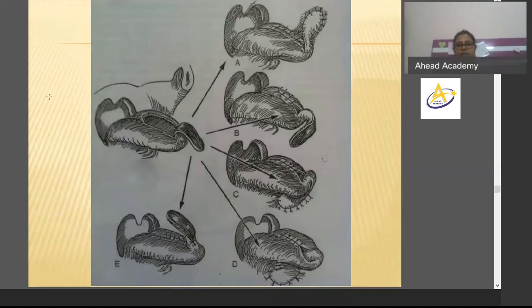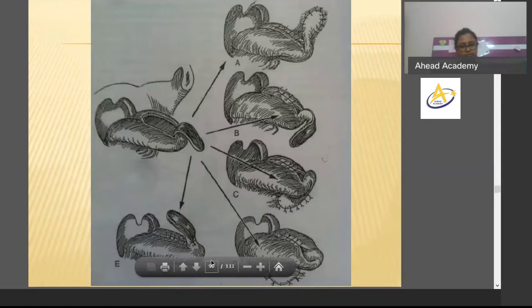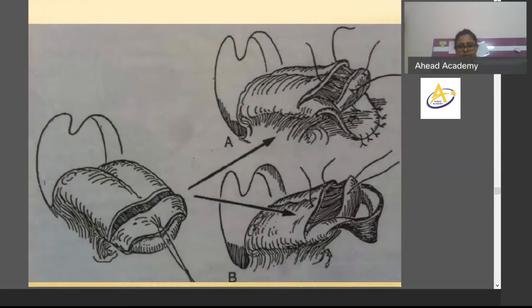So see again, these tongue flaps can be used for a variety of purposes. For reconstruction of buccal mucosa, for anterior portion, for the lower portion. Again, tongue flaps can be used.